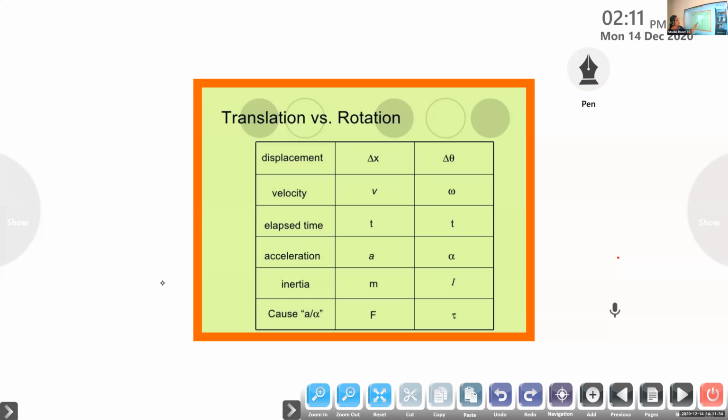Velocity, omega, time, same. Acceleration here is a, in rotational motion it is alpha. Inertia: you know, it is the ability of a body to resist. Similarly, that is what is left for us to learn. Inertia, and in the case of rotational motion, it is I. Then, effect of the force. Here it is capital F, here it is tau. So this is an analog of translational, that means linear straight line motion, plus rotational motion. Okay.